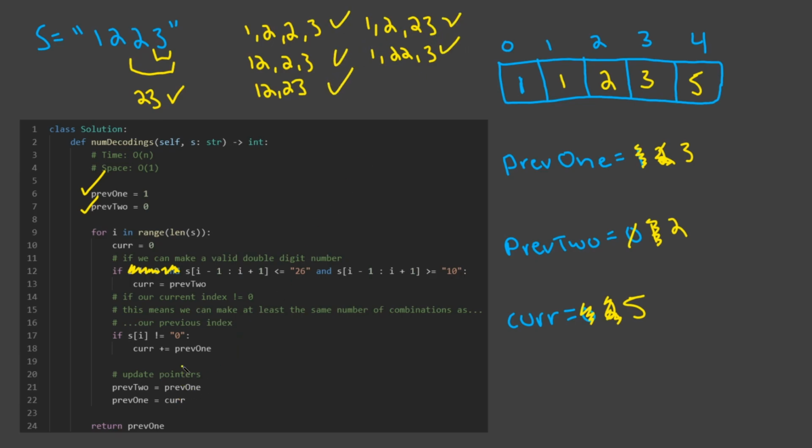And now we can update our pointers. So let's see, previous 2 is going to be updated to previous 1, which is 3, and previous 1 is going to be updated to current, which is 5. And now we just return previous 1, which would be 5.